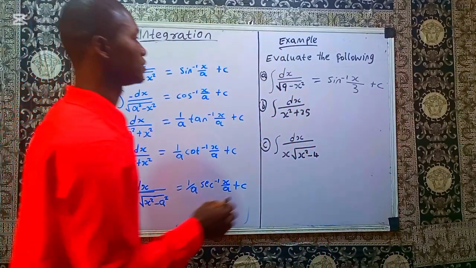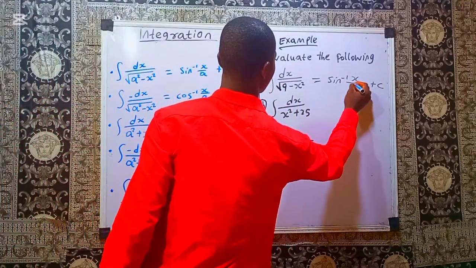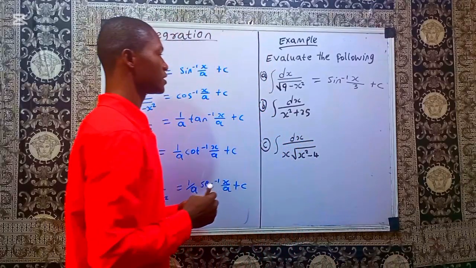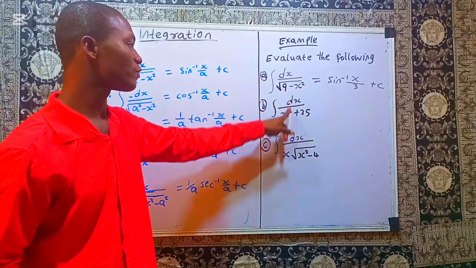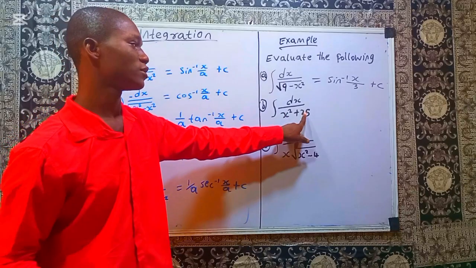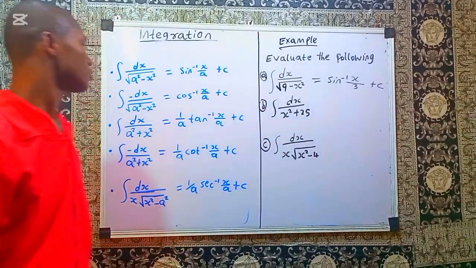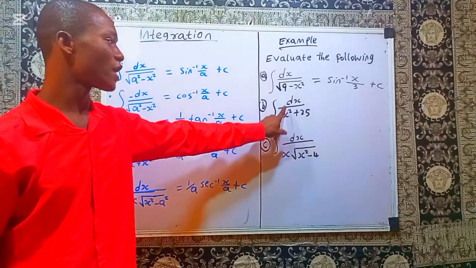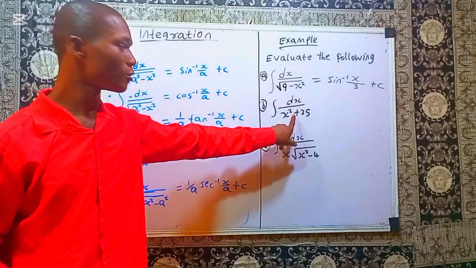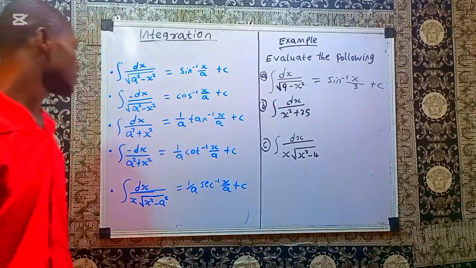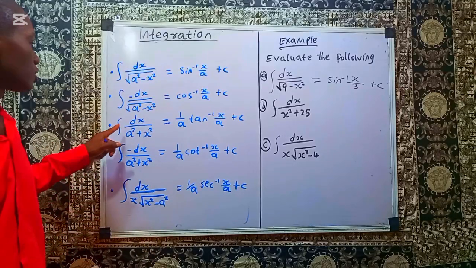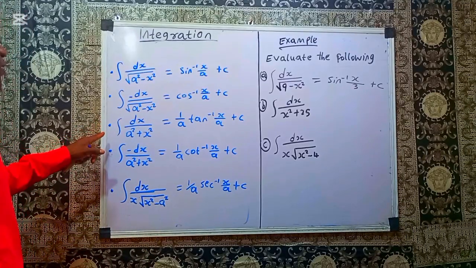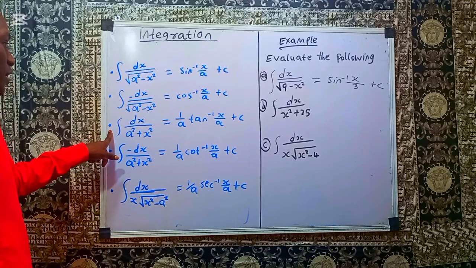So we'll look at the second one. That's question b. Question b is the integral of 1 over x squared plus 25. So let's know where it falls. We have the integral of 1 over our variable squared plus a constant squared. So looking at it, this falls under the third one I have written here.